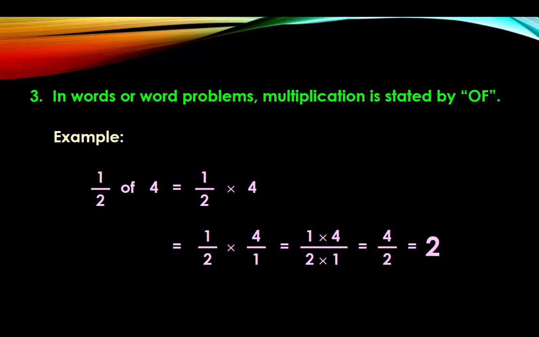4 here is a whole number, so we change the whole number into a fraction. 4 means 4 divided by 1, or 4 means 4 over 1. So we change to 1/2 times 4 over 1. And then we do the multiplication of fractions. 1 times 4, and then over 2 times 1. 1 times 4 equals 4, 2 times 1 equals 2. So the answer is 4 over 2. 4 over 2 means 4 divided by 2 equals 2. So 4 over 2 equals 2.